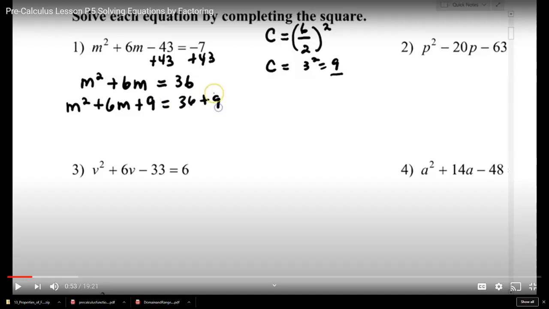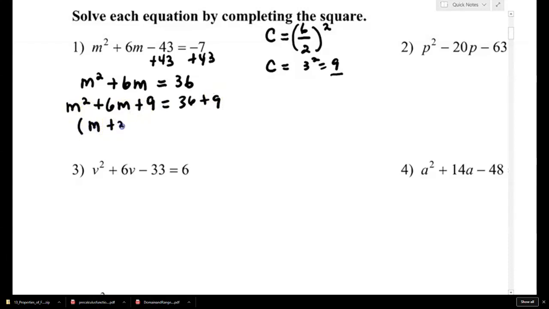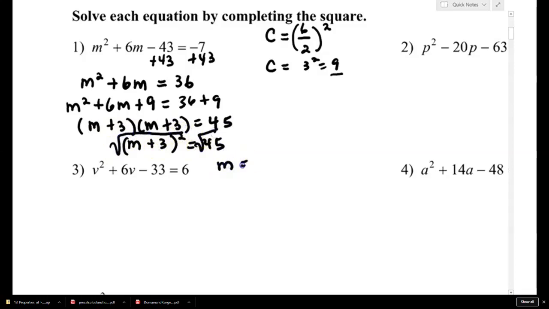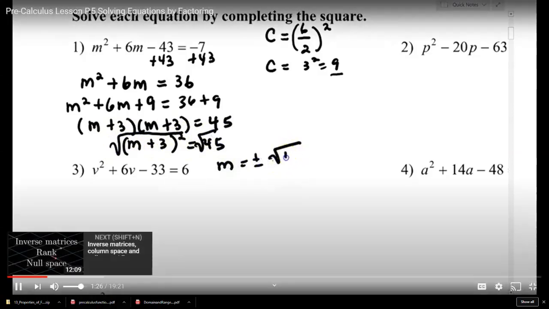And then I'm going to continue. At one point, I'm going to make a mistake, and I want you to see what the mistake is going to be. If you look at the left-hand side, that is a perfect square. So what do you have? M plus 3 times m plus 3, and that's equal to 45. So instead of having m plus 3 times m plus 3, you're going to have m plus 3 to the second power, which is equal to 45. And then if you have a square, you want to get the square root of both sides. So m is equal to plus or minus the square root of 45.